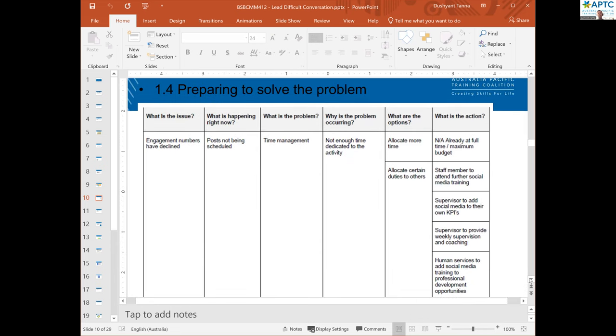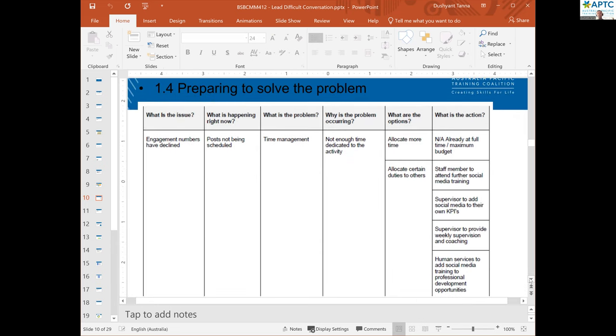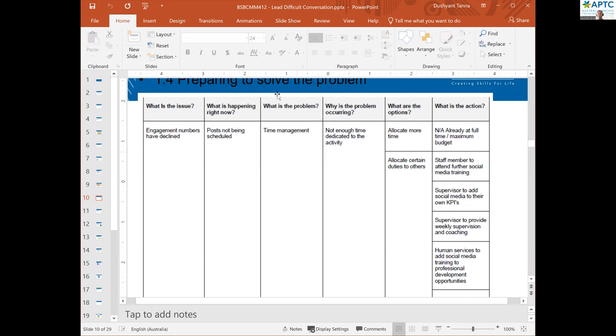Right. So what is the issue? What is happening now? What is the problem? Why is the problem occurring? What are the options and what is the action?